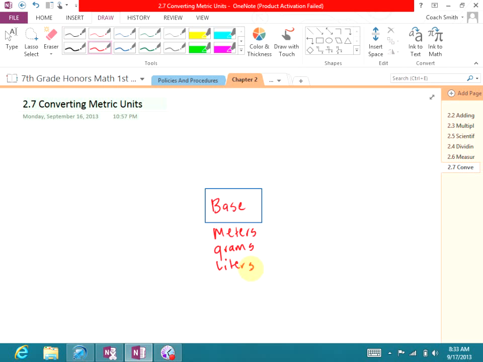From, let's say, centimeters to kilometers, or decimeters to centimeters. Just basic little unit conversions that we're going to do today. Now, remember our three boxes on each side of the base.